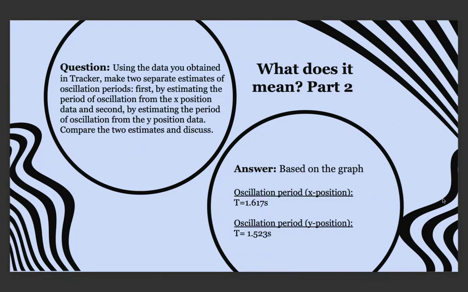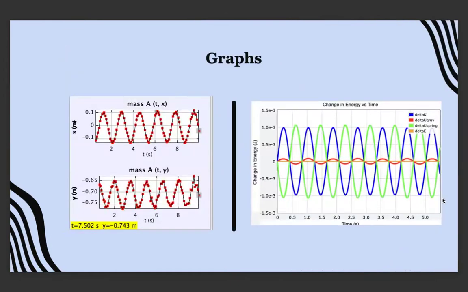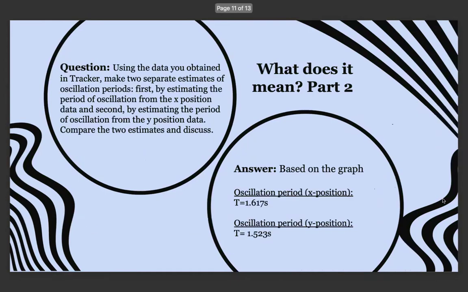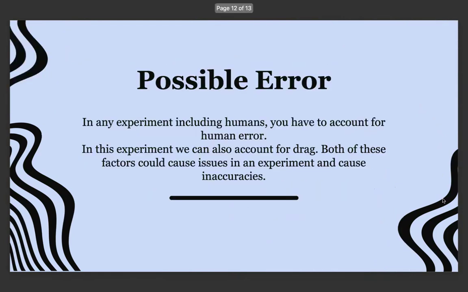For the next question: using the data you obtained in Tracker, make two separate estimates of oscillation periods. First, by estimating the period of oscillation from the x position data, and second, by estimating the period of oscillation from the y position data. Compare the two estimates and discuss. So I used the graph on the left to create this one, and my oscillation period for the x position was 1.617 seconds, and my oscillation period for the y position was 1.523 seconds.